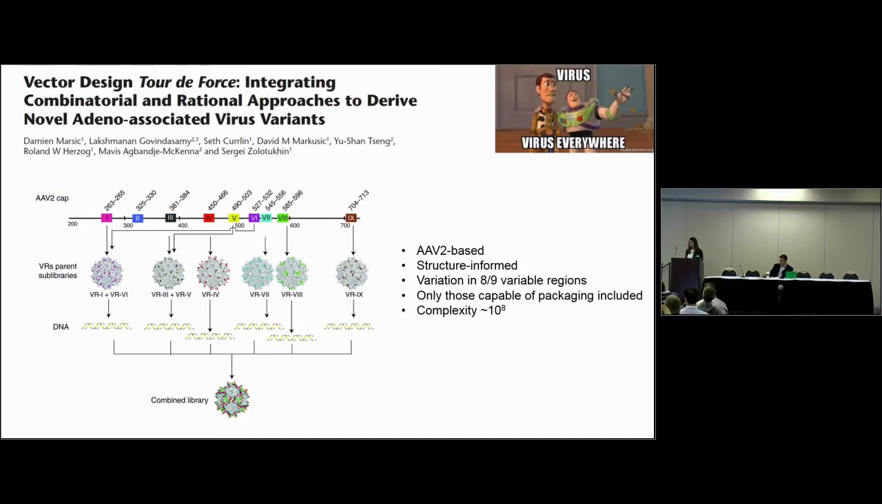So at this point, it was time to throw in the capsid library. To do this, we relied on Sergei Zolotukhin, another wonderful institutional collaborator at UF, who had at the time designed a highly complex AAV2-based library, complexity about 10 to the 8th, and it was a structure-informed library in the sense that he only made changes in regions that he knew wouldn't conflict with changes in other regions, such that all of the capsids that were produced were actually packageable.